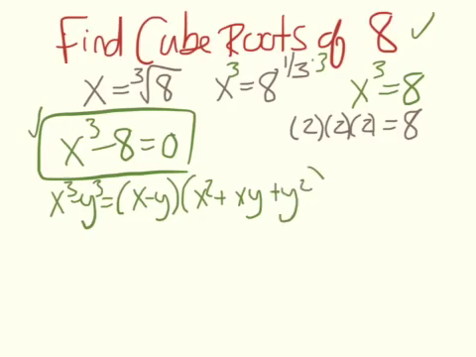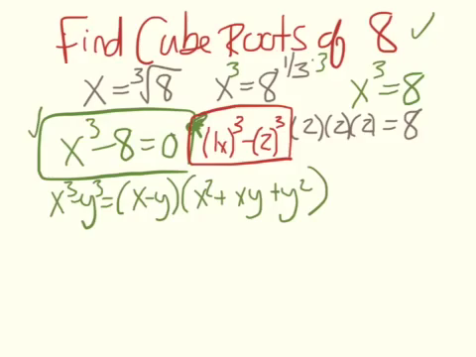So we want to define from this format here, what is our x and what is our y. If we just rewrite that, we could say this. This is a 1x that's being cubed, and a 2 that's being cubed. So from that, we have our x and our y.